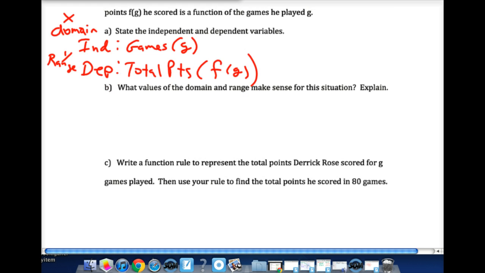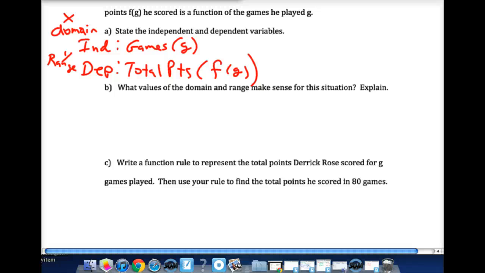What values could the domain be? What could his games be for the year? Can he play -3 games? No, that doesn't make sense. Well, maybe if he's injured. But think about how many games they play. Think about how to find out his average, Bill.